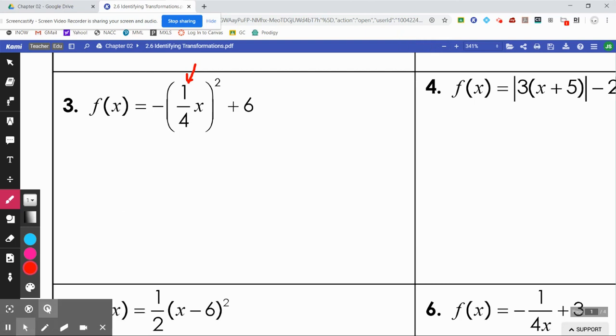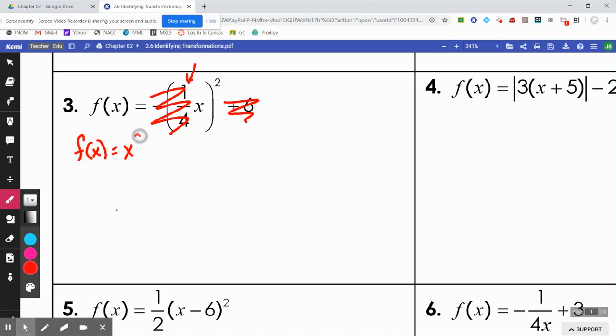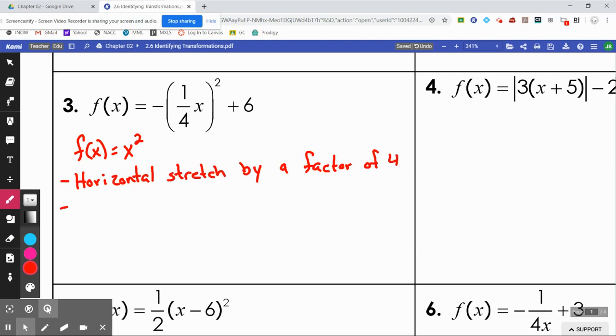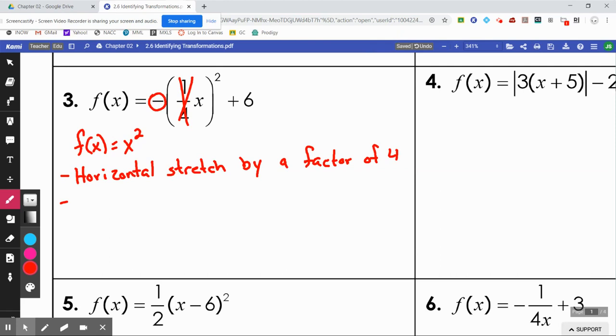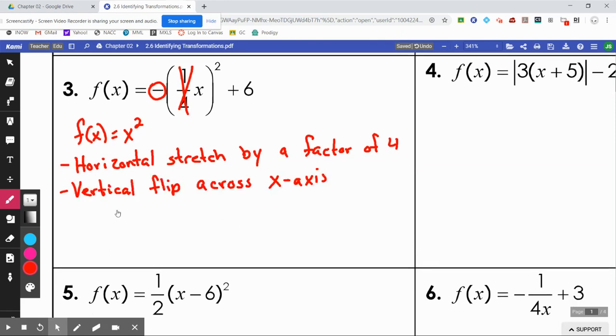We actually forgot to identify our parent function there, and it would be just f of x equals x squared. And again, let's go ahead and now write down as well our horizontal stretch. And that should take care of all of our stretch compressions. We do have a flip. It's not inside with the x, it's on the outside of our function. So that would be a vertical flip, an up and down flip, so that would flip it across the x-axis.